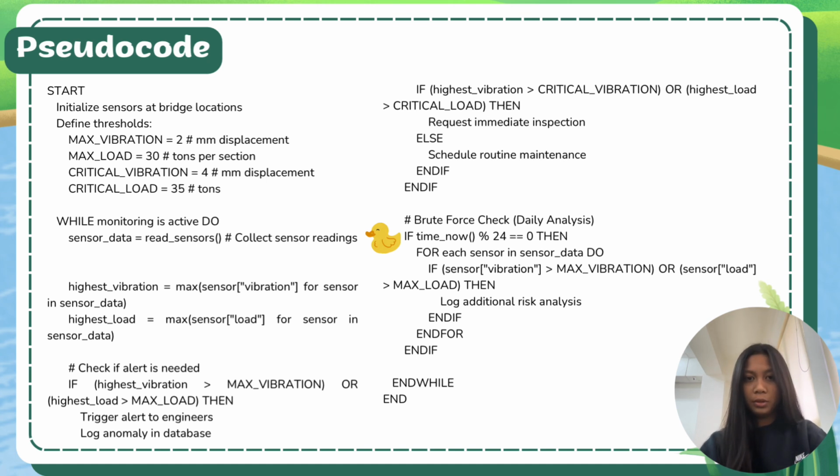And then we use the while loop for continuous monitoring. As long as monitoring is active, the system will read the data. After that, we focus on the highest risk using a greedy approach. We find the highest vibration and highest load. Then we do decision making for immediate or routine action by severity check. If the vibration exceeds 4 millimeters or the load exceeds 35 tons, the situation is critical, so it will request an immediate inspection to prevent the bridge from falling down.